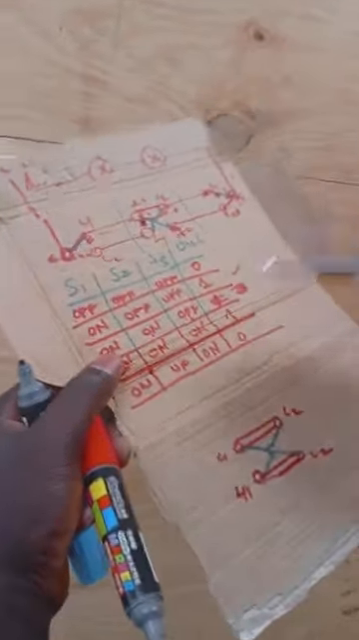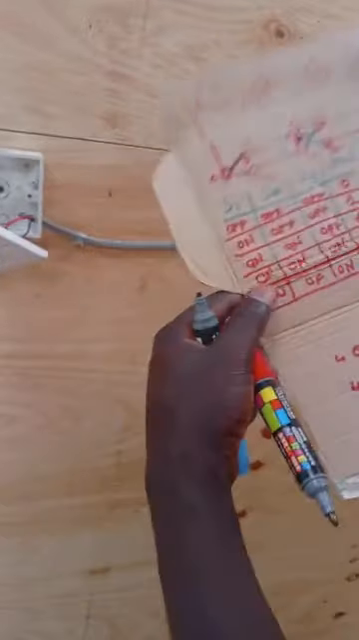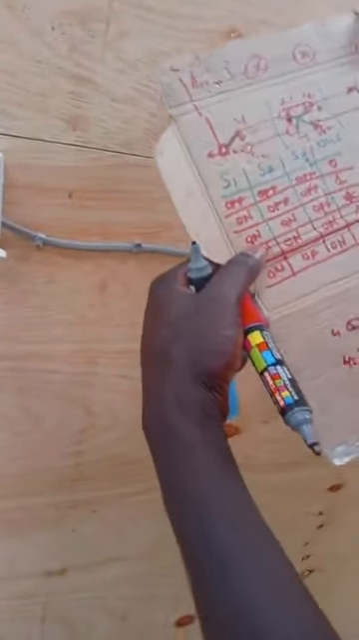So let us go to the next thing. That is the reason why when all the three switches are put off, there will be no power, or there will be no light given out. Now let us take a look at the second one.